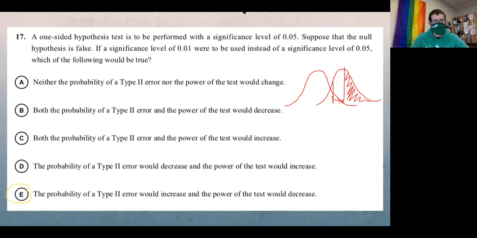All right, so there it is. The probability of a type 2 error is going to increase and the power of the test will decrease. And just keep in mind, by moving from 0.05 to 0.01, we made it harder to reject the null. And a type 2 error is failing to reject the null when we should have.